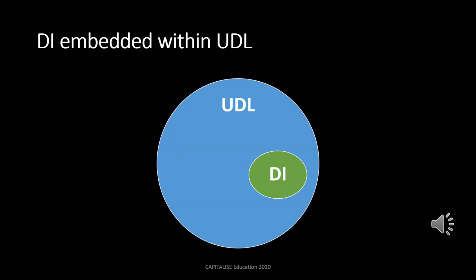The second relationship that's discussed in the literature takes a very different approach to the first one. In this one, it sees universal design for learning as being the overarching approach to personalized learning. Within this approach, differentiated instruction is a small embedded part of the universal design for learning framework. I also don't agree with this approach because I think that universal design for learning and differentiated instruction are separate but related. Differentiated instruction isn't just part of the universal design for learning framework.